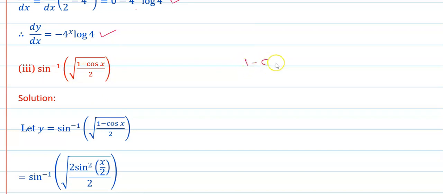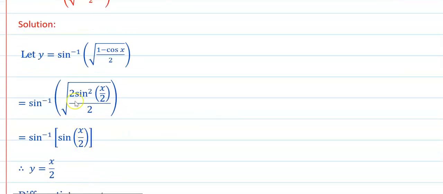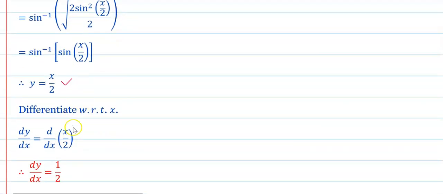1 minus cos theta is equal to 2 sine square theta by 2. So 2 sine square x by 2 upon 2, the 2 gets cancelled. Root of sine square x by 2, square and root get cancelled. You will get sine of x by 2. Sine inverse of sine of x by 2, so x by 2. Now again differentiate with respect to x.